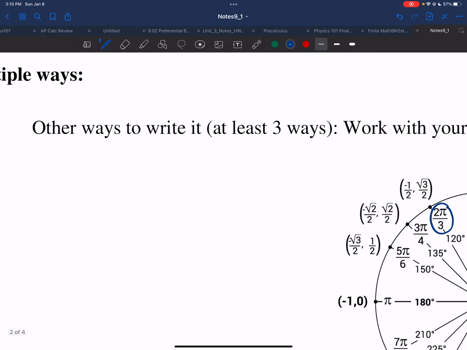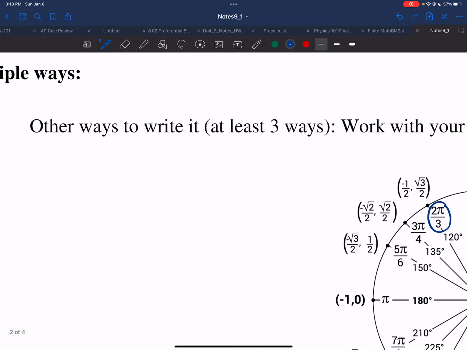Now, here's the question. Other ways to write it. So I want you to think of at least 3 ways to write it. I'm going to give you a moment to think, and then I want you to turn to your partner and chat with them. Or if you don't have a partner to chat with, just put it down on your paper of where you think this can happen. So go ahead and pause this video.